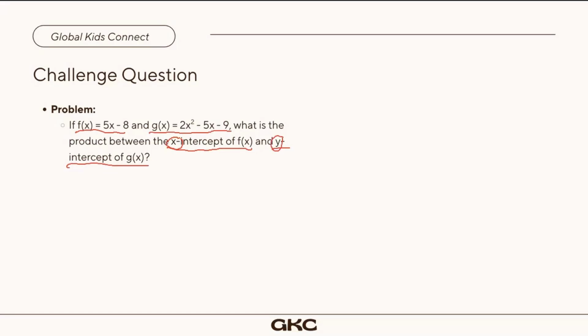Okay, and so there are multiple ways to do this. First of all, we look at it algebraically using equations.